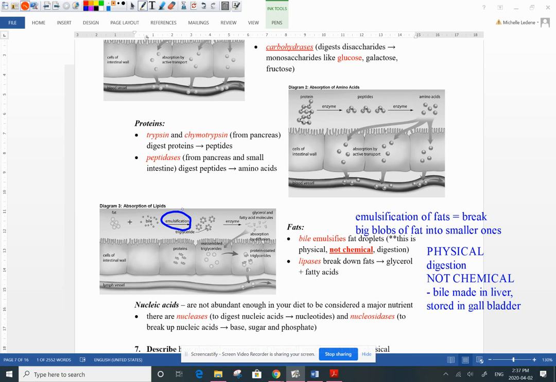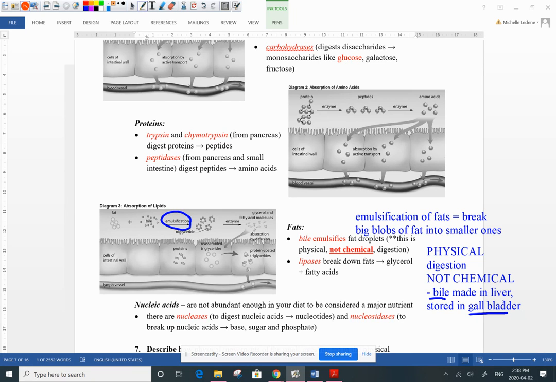It's kind of like, you guys have seen blobs of fat when you shake up your salad dressing and it settles out, and all of the fat is at one part of your container. That's the oils, right? And so you know that when you mix it up and you shake up your salad dressing, it's not one big blob, it's smaller blobs. That's all that's happening. This is just physical digestion. It's not chemical. So remember that bile is made in the liver and it is stored in the gallbladder, and then it gets added here from the gallbladder through the bile duct into the small intestine.